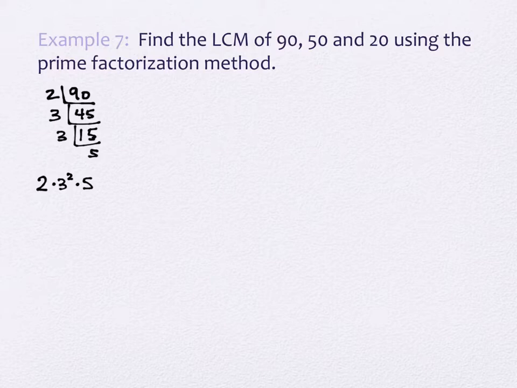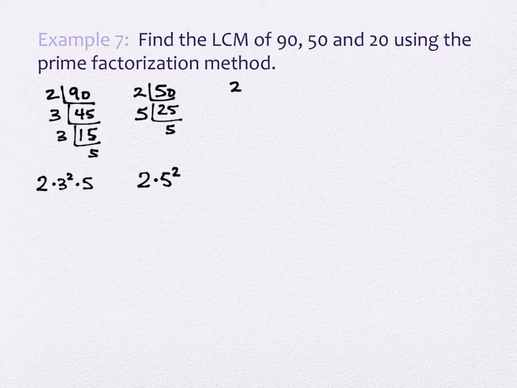Okay, we're going to do the same thing now for 50. What will 50 divide by first? 2 to give me 25, and then 5 to give me 5, right? So I'll write it down here. This is 2 times 5 squared.